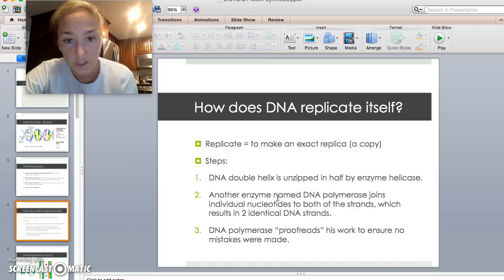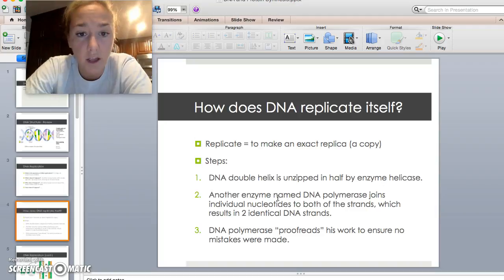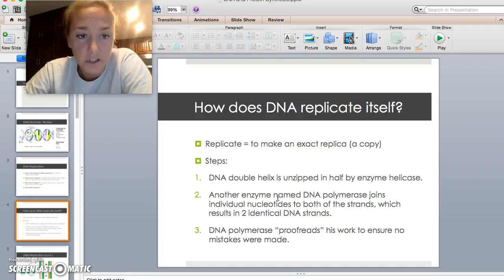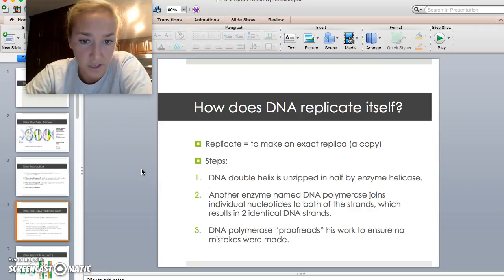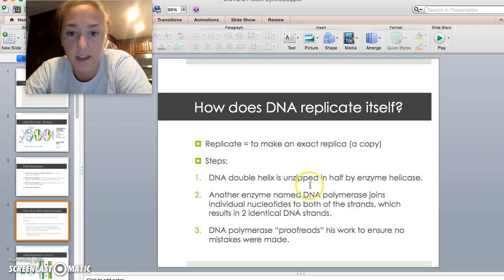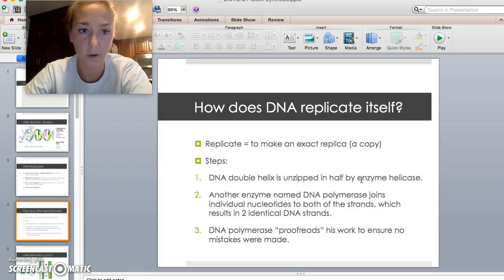Well, first of all, to replicate means to make an exact copy or an exact replica. So that's what it's doing. It's going to be making an exact replica or an exact copy of itself. Just to make it super simple, there's three main steps to this process. The first step is the double helix shape becomes unzipped. And the thing that unzips it is this enzyme called helicase. So that's step one. The DNA structure has to become unzipped.